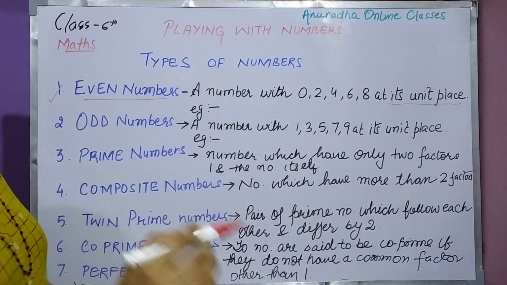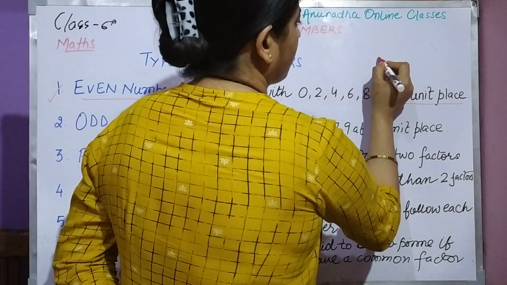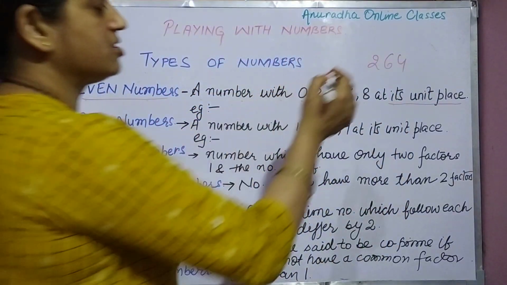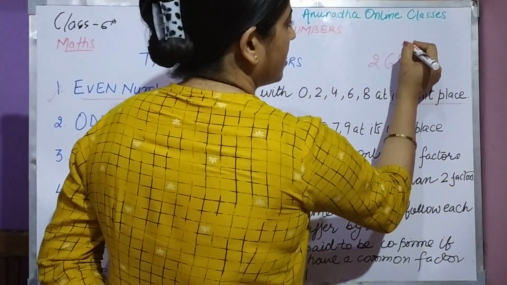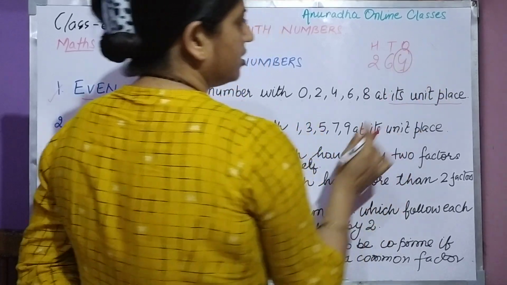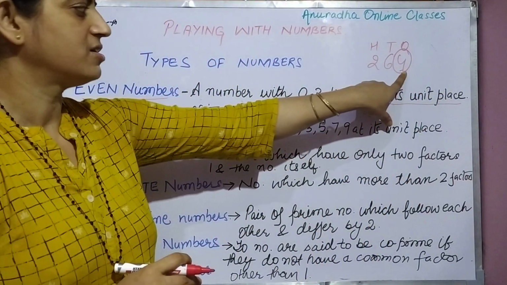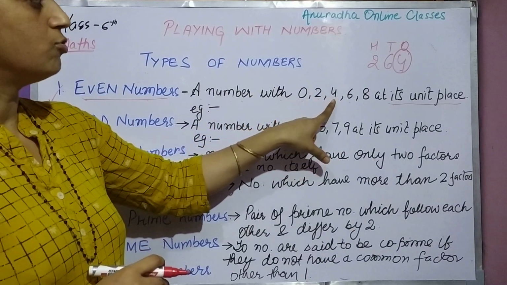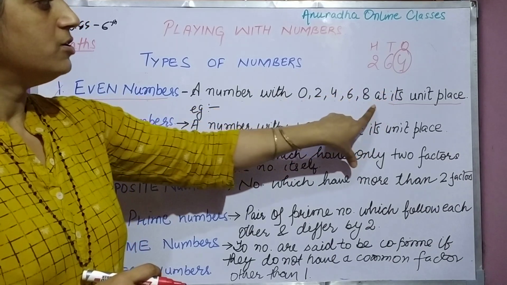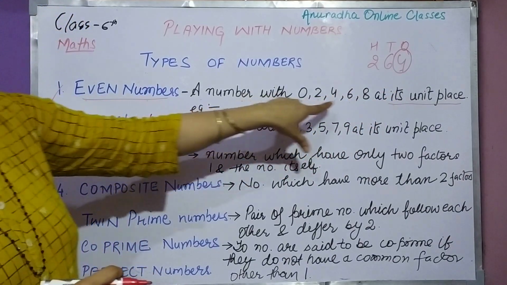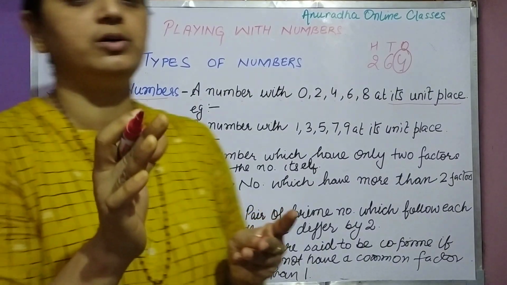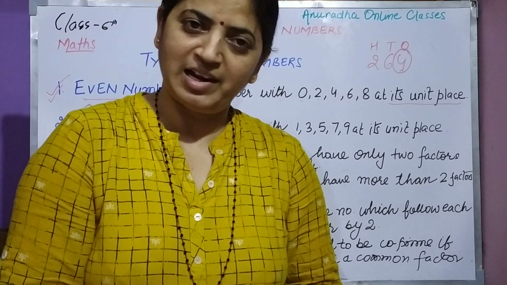If I have written 264, this is the unit place. The first place is the unit place or ones place, then tens and hundreds. So you have to see the ones place or unit place. A number with 0, 2, 4, 6 and 8 there is an even number. So here we have 4. If the number has this at the unit place, then that number is an even number.